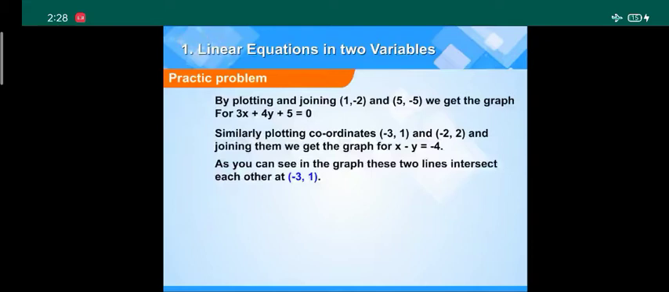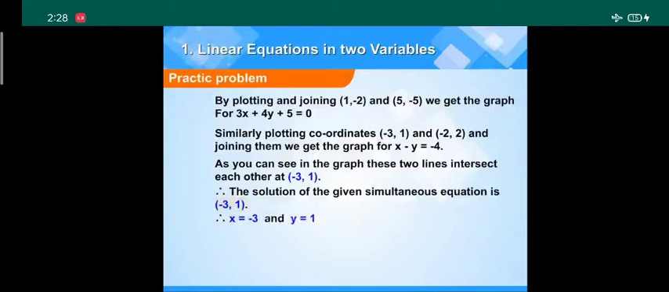As you can see in the graph, these two lines intersect each other at the point -3, 1. Therefore, the solution of the given simultaneous equations is -3 and 1. Therefore, x is equal to -3 and y is equal to 1.